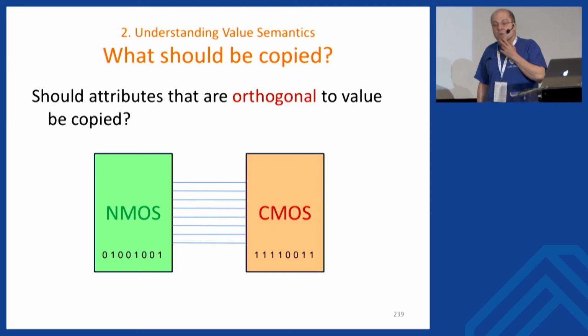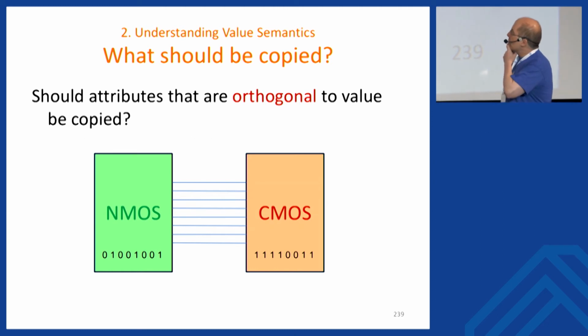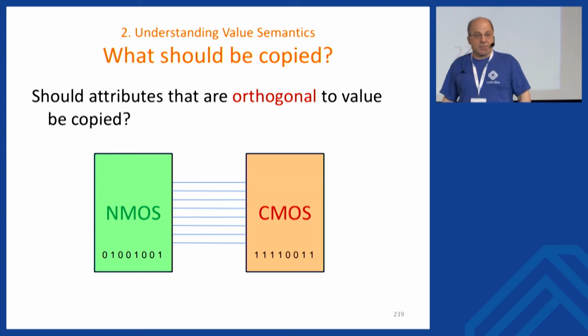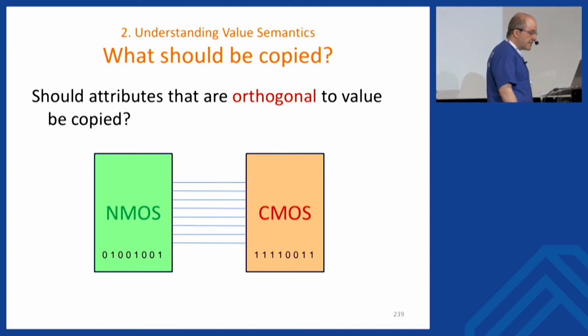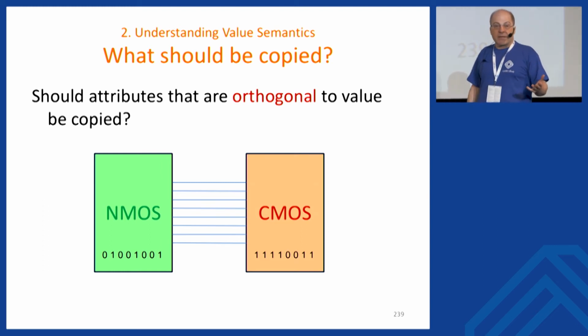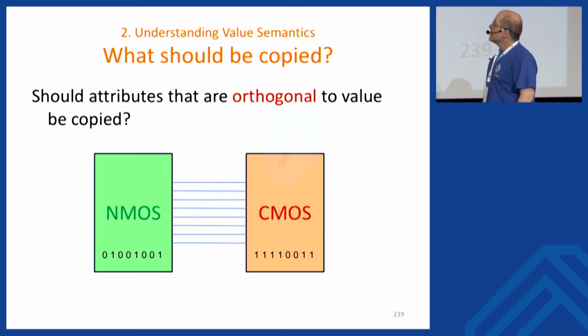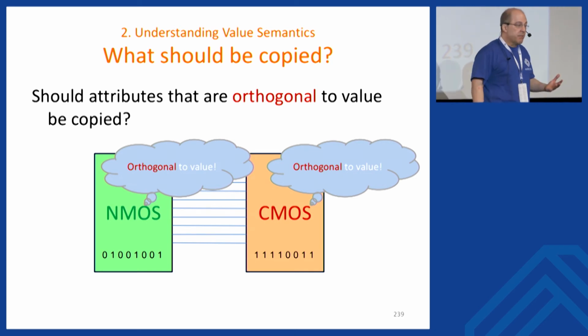What about attributes that are orthogonal to value? Should they be copied? So here I have NMOS and CMOS registers. Do people have an idea that NMOS is an older technology, dissipates a lot of power? CMOS is a newer technology, and by newer I mean it's only 30 years old. That's the era that I was dealing with these things. Anyway, if I have an NMOS register and a CMOS register, they can both represent an 8-bit value, but they're different technologies. So these technologies have nothing to do with value. They're how I represent things.